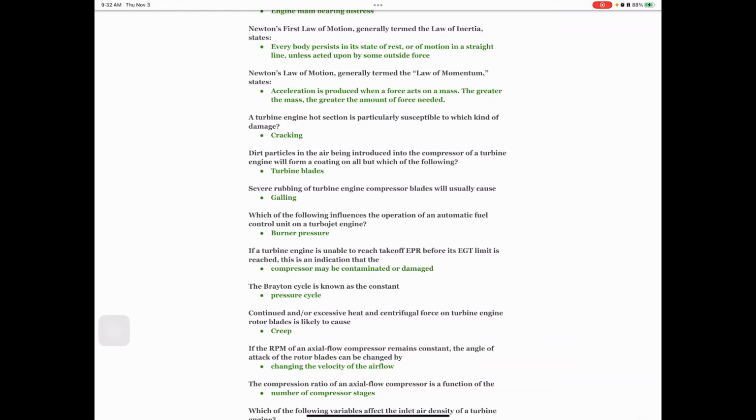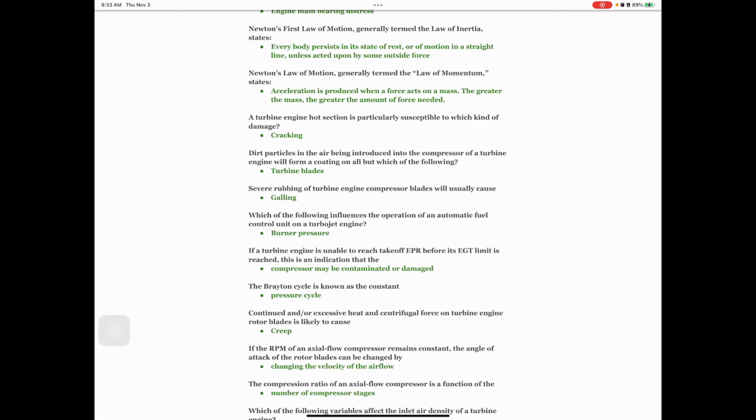A turbine engine hot section is particularly susceptible to which kind of damage? Cracking. Dirt particles in the air being introduced into the compressor of the turbine engine will form a coating on all but which of the following? Turbine blades. Severe rubbing of turbine engine compressor blades will usually cause galling.